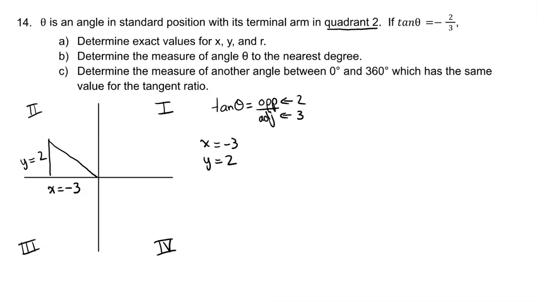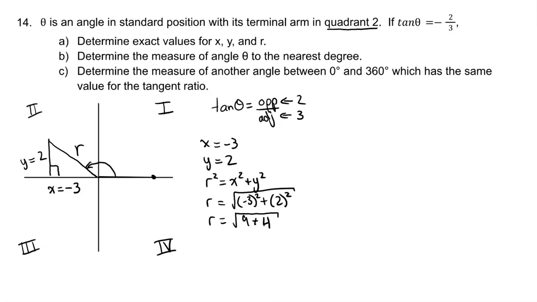The last value we want is the r value, because what's happened is we've turned this terminal arm from 0 right along there all the way to here. And that r value represents the length of the terminal arm. So r squared is equal to x squared plus y squared. That's all we have to do, the Pythagorean theorem, because that's a right triangle. So r is equal to the square root of: x is -3, all squared, which makes it positive, plus y is 2, squared. So we get the square root of 9 plus 4, which gives me an exact value of the square root of 13.